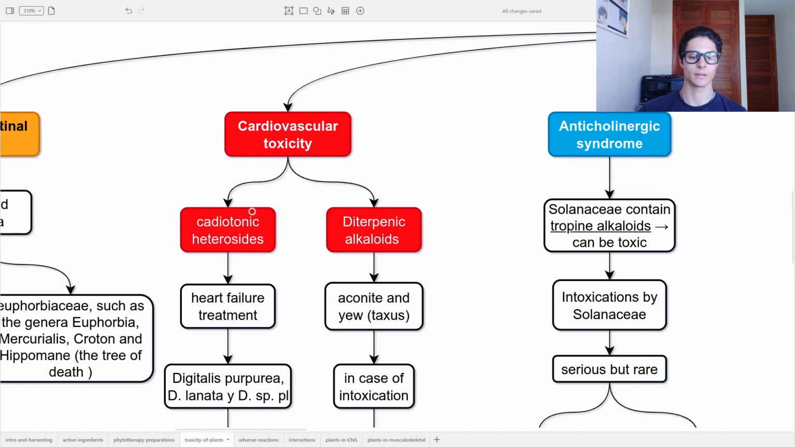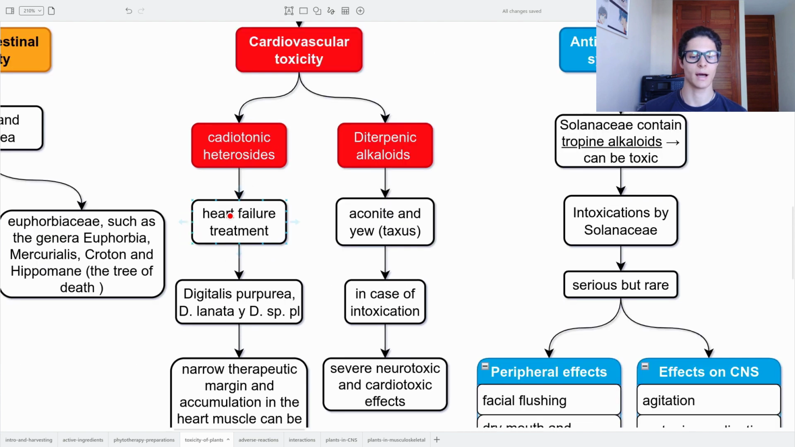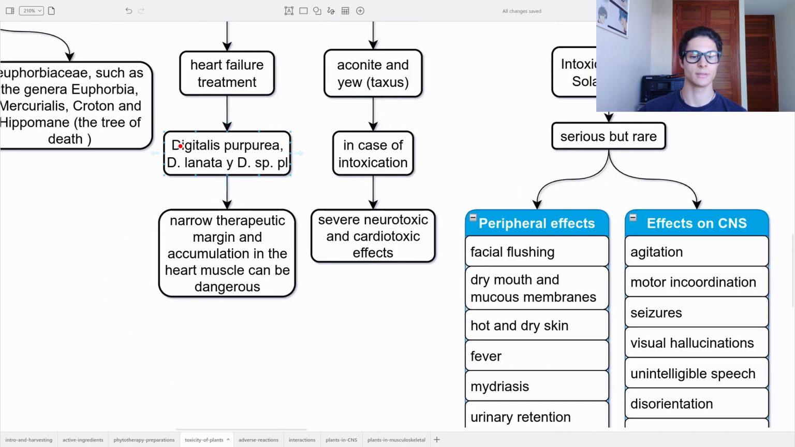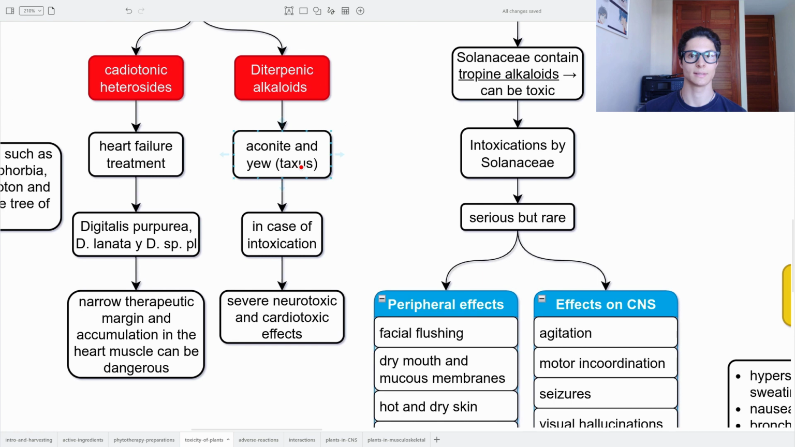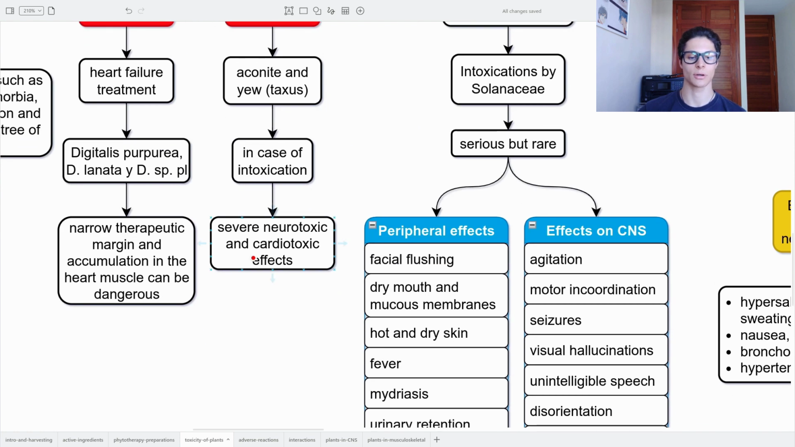Cardiovascular toxicity, we have cardiotonic heterosides. Do you remember those? We use them in heart failure treatment. This is the digitalis. They have a narrow therapeutic margin, and accumulation in the heart muscle can be dangerous. On the other hand, we have the diterpenic alkaloids, another type of alkaloids. We can find them in aconite and yew. Indeed, this is the taxus. And in case of intoxication, we can have severe neurotoxic and cardiotoxic effects.